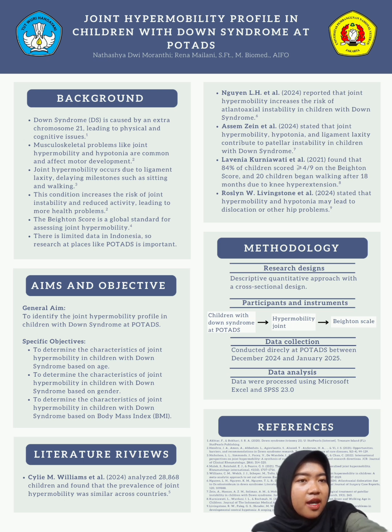Next, let's look at the literature review. According to Cysnt et al., in 2024, joint hypermobility in children is quite common globally and doesn't vary much between countries. Other studies like Nguyen, Zhang, and Livingstone also show that joint hypermobility in children with Down syndrome increases the risk of conditions like atlantoaxial dislocation, patellar instability, and hip problems.